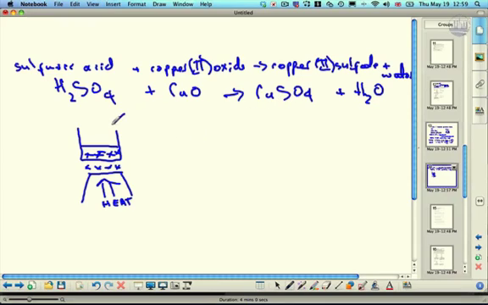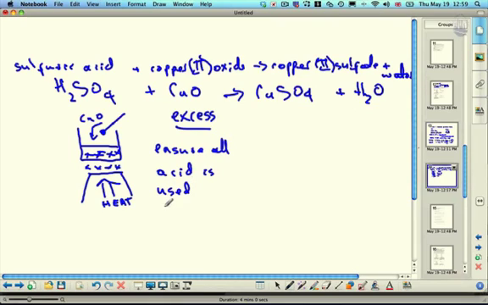But you continue to add more of the copper oxide. You add excess of this and you keep adding until all of the black stuff has stopped reacting. You do that so that you ensure that all of the acid is used up. Because if you don't do that, you're going to have problems in the next section. So that's the first part of what you do.